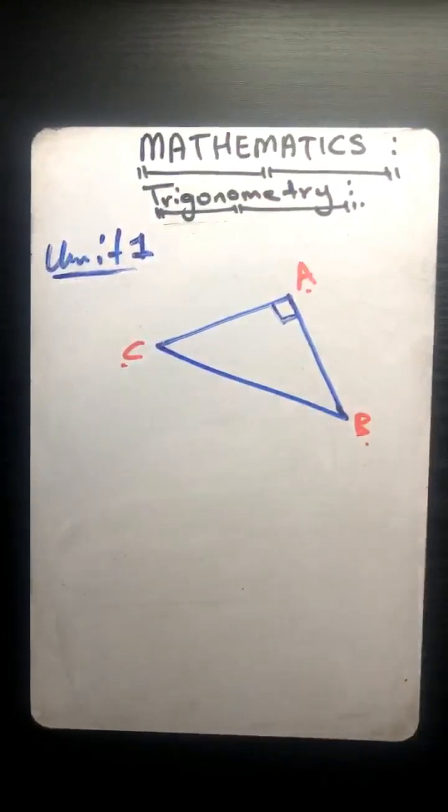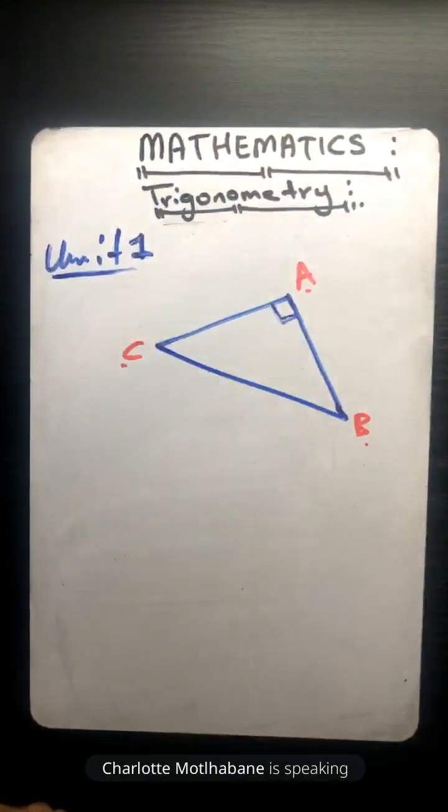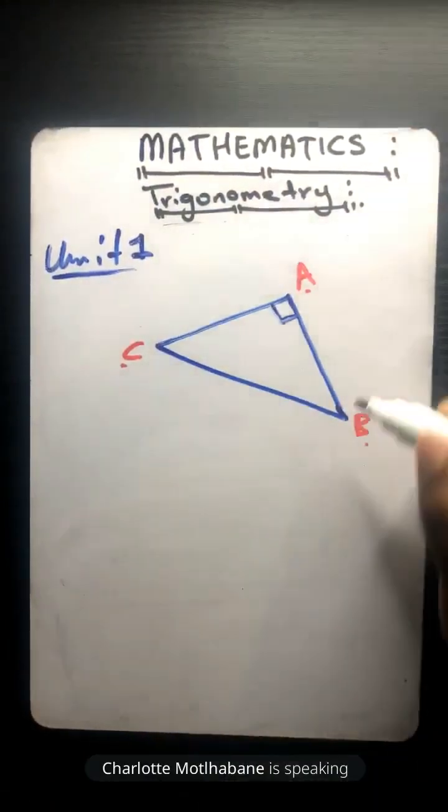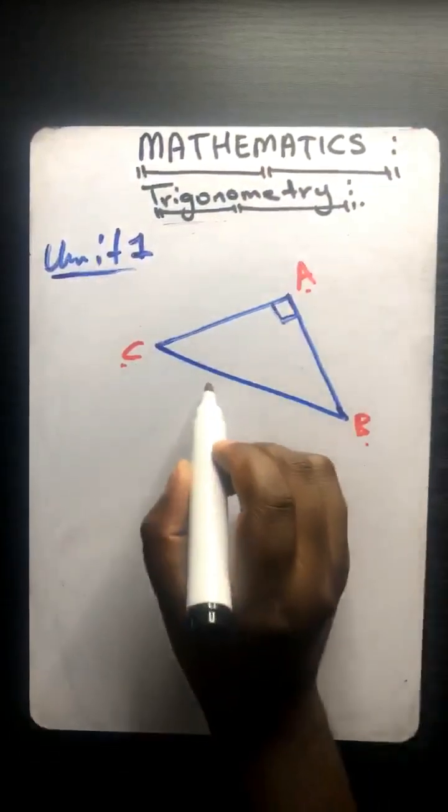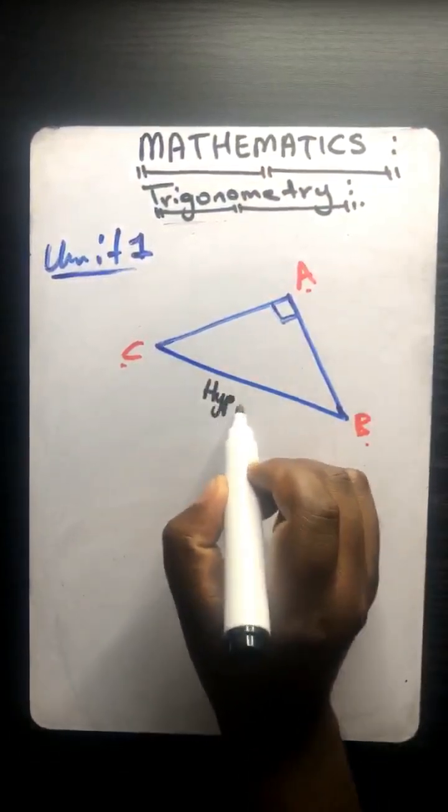So now you tell me, which side is which? Which side is hypotenuse? Which side is adjacent? Which side is opposite? Anyone? Lerato, you can now participate, honorable member. It's fine. Side BC is hypotenuse. Why are you saying it's hypotenuse?